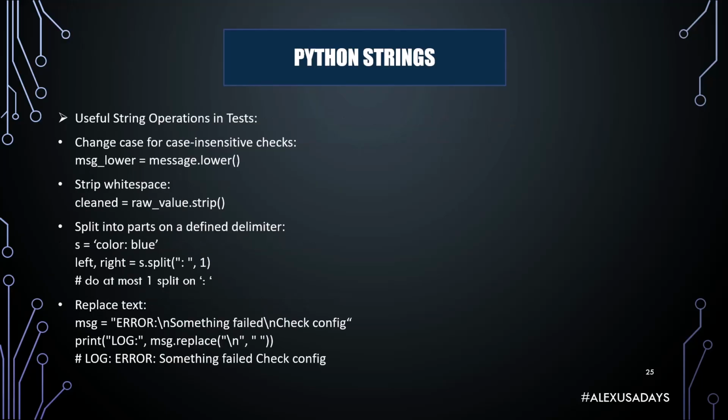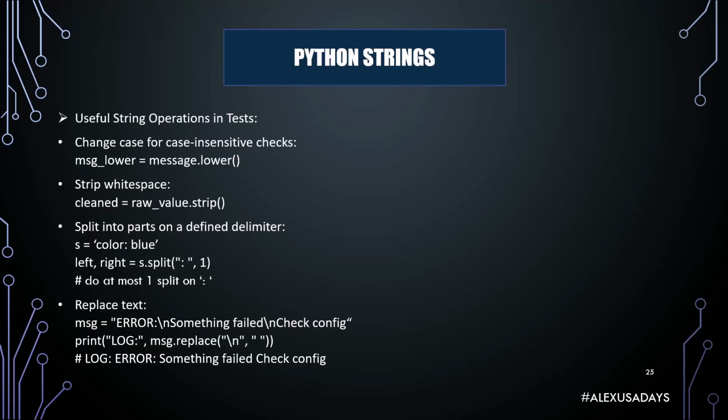Useful string operations in tests. Sometimes we need to do special operations with strings, and we can do that with different methods or commands. For example, we can change case for case-insensitive checks. If we have capital letters, we can bring them all to lowercase and store the whole string in lowercase using the lower method. We can strip white spaces with the .strip command.